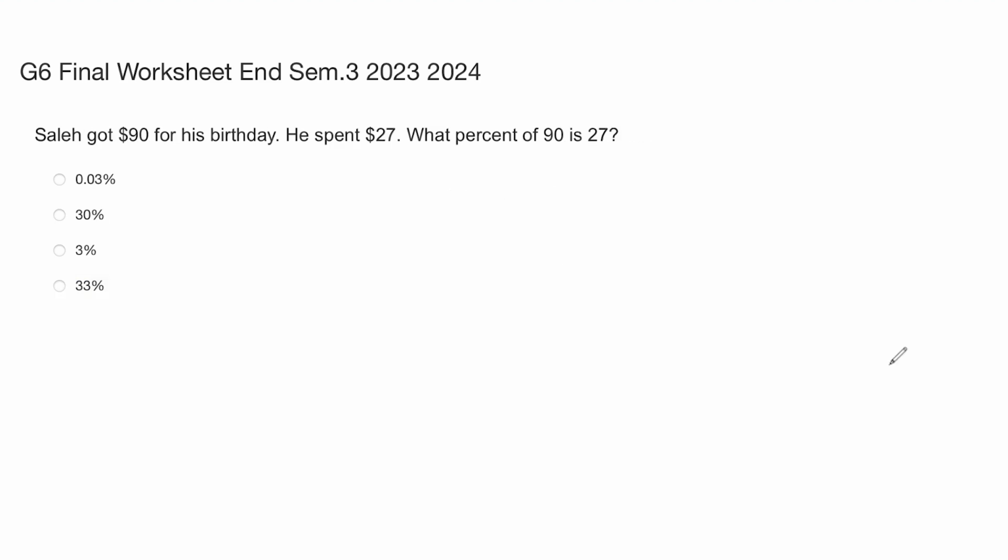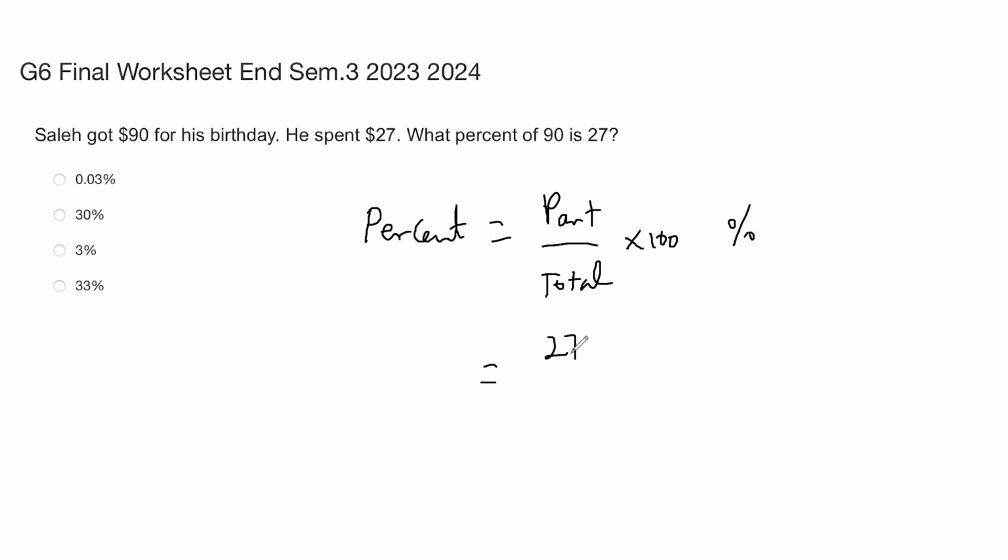Saleh got $90 for his birthday. He spent $27. What percent of 90 is 27? Actually, percent is given by part over total times 100. So the part here is 27 and the total is 90. Then multiply this by 100. You can simplify, divide by 10, then divide by 9. It has 3, divide by 9, it has 1. So 3 times 10, which is 30. So the answer is 30%.